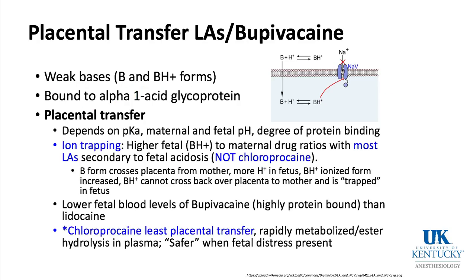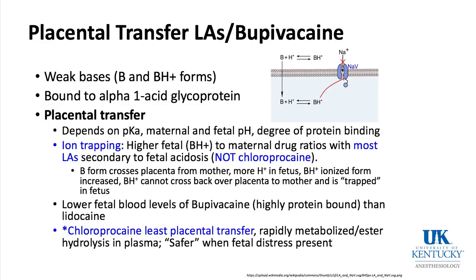The next topic is placental transfer of local anesthetics, and bupivacaine being one of those. Remember that local anesthetics can exist in that unionized B form and the ionized BH plus form. They are weak bases that are classically bound to alpha-1 acid glycoprotein. So how can they get across the placenta? Well, it depends on the pKa and the maternal and fetal pH and the degree of protein binding of the local anesthetic.